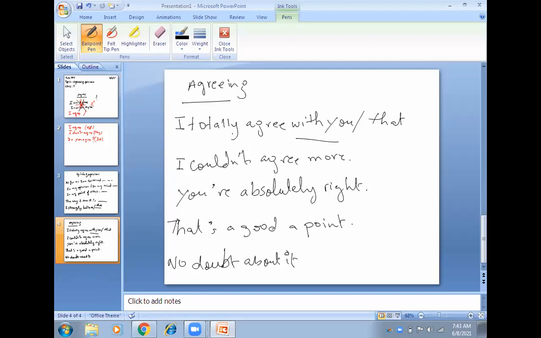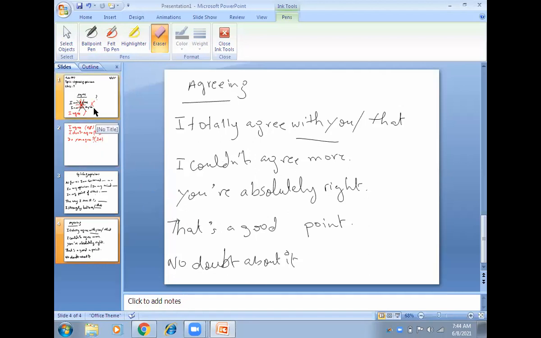So these are some ways to say when you agree. I totally agree. Yes, you're right. I couldn't agree more. You are absolutely right. That's a good point. No doubt about it.